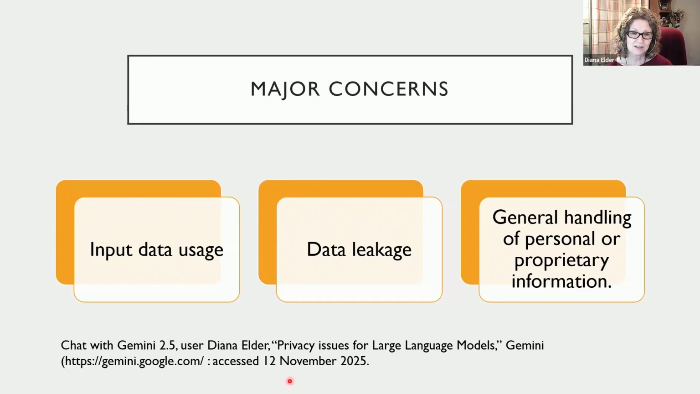The major concerns that Gemini came up with were input data usage, so the AI models using what we put into them, and then the problem of data leakage, anything that we've inputted that could accidentally get out when it wasn't supposed to, and then how it generally handles personal or proprietary information. And of course, if we're working with DNA matches, we have a lot of personal information in there about our DNA matches, depending on whatever we're putting in.